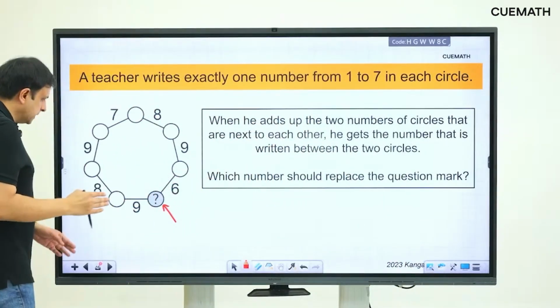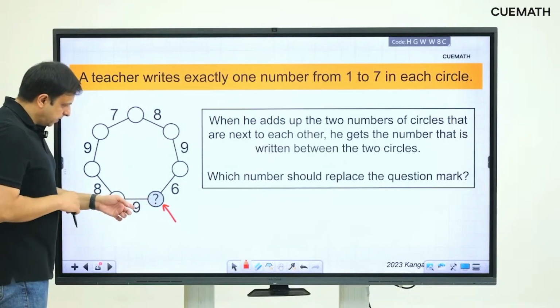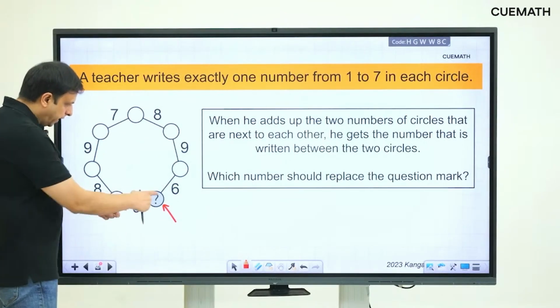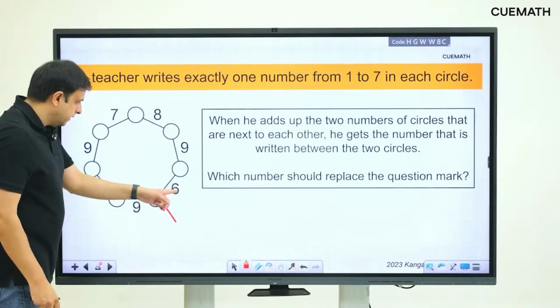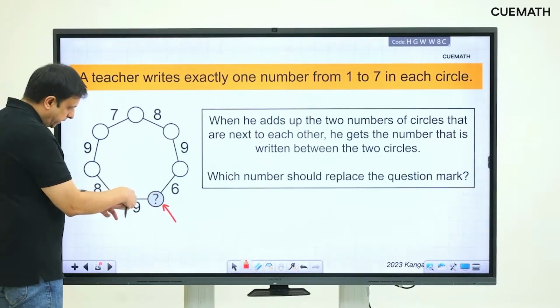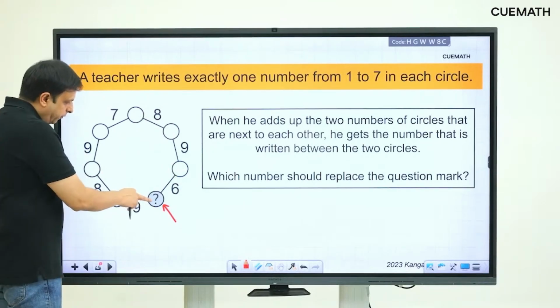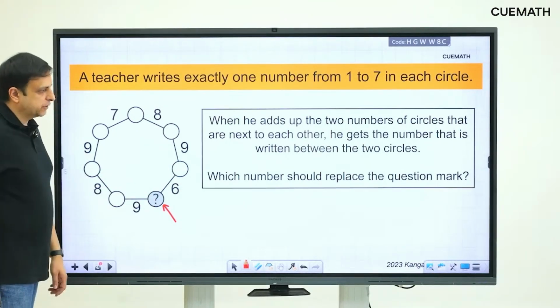Just remember the numbers being added are the numbers in the circles to give these numbers between them. You're not adding these numbers. So you're not adding 9 and 6 to get 15. You are adding the numbers in these two circles to get 9 or in these two circles to get 6 and so on. And therefore you have to figure out what will come in this question mark here.